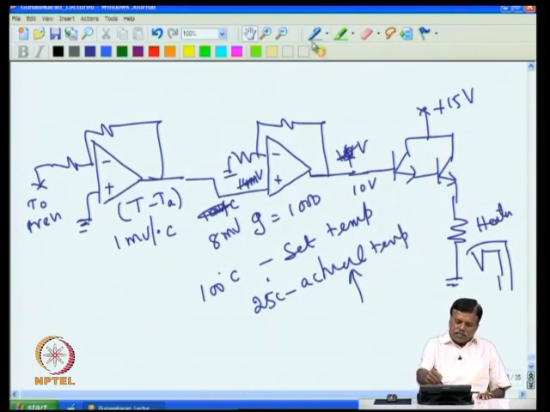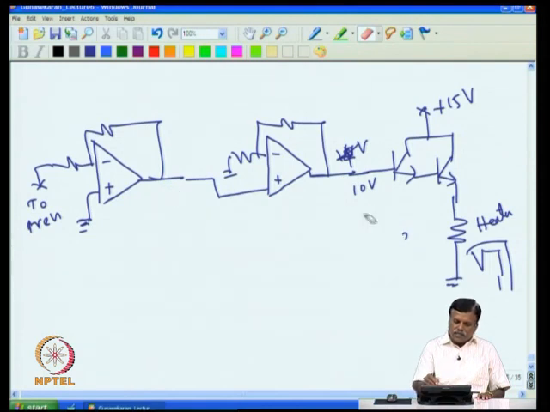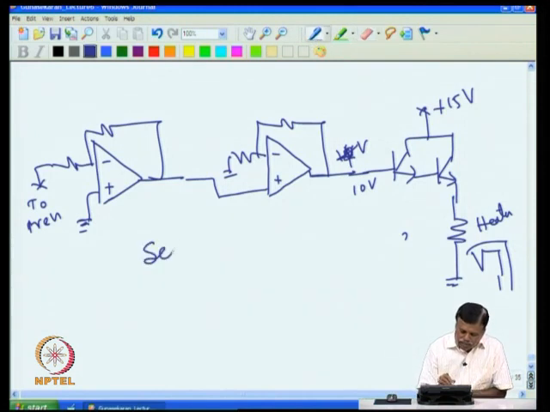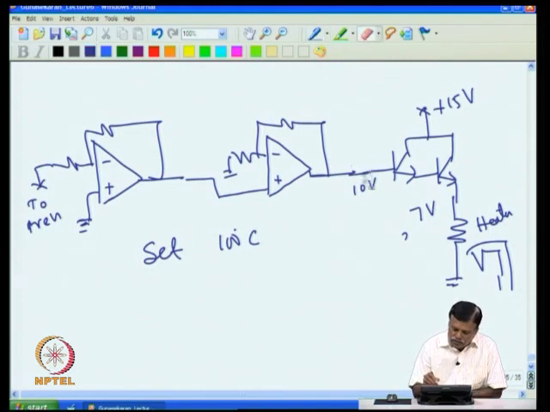That means if you see very closely, if I set 100 degree, the set temperature is 100 degree. Then to maintain the oven at 100 degree C, assume the heater needs say 7 volt. The 7 volt here calls for 8.2 volt here. 8.2 volt, if you give only, you will get 7 volt.